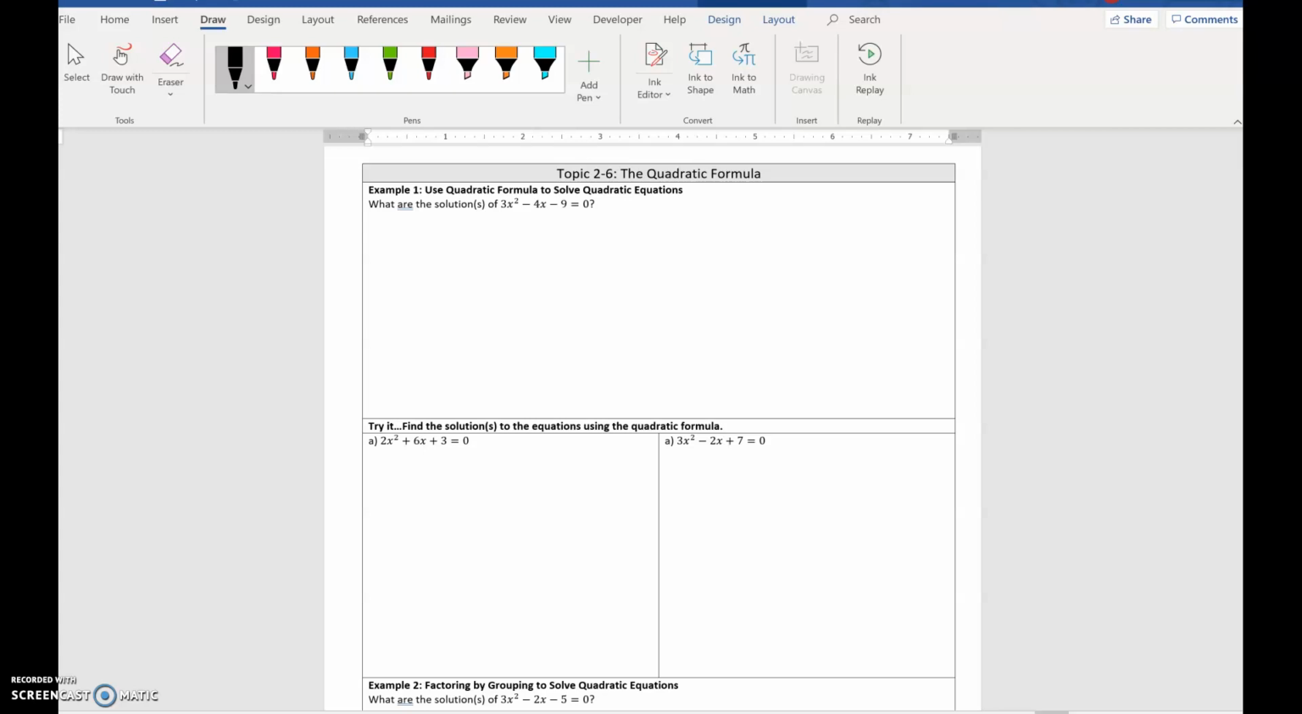Hello, everyone. So we are now in the last section of topic 2 for this year. So topic 2, section 6. And so we're going to be focusing on the quadratic formula, which you have used before.